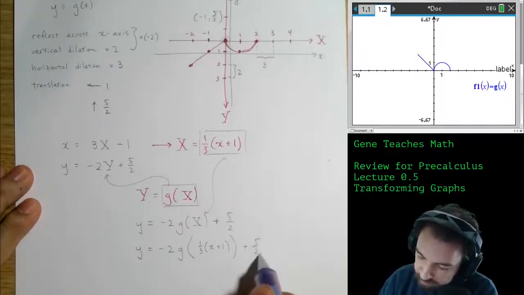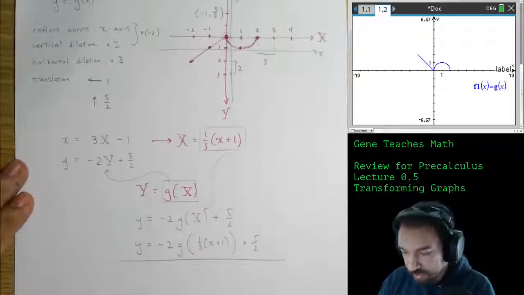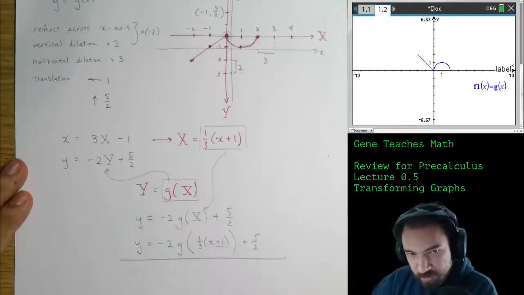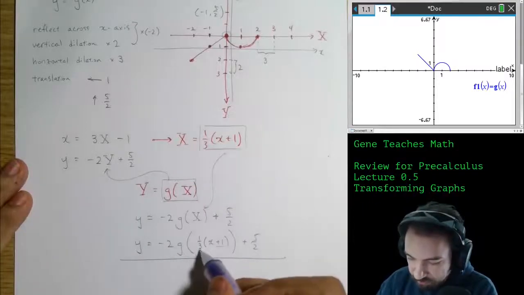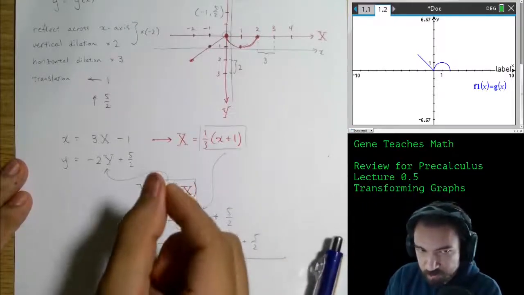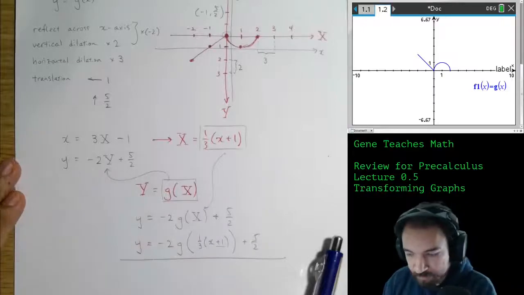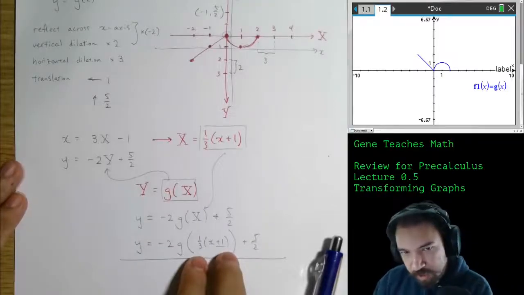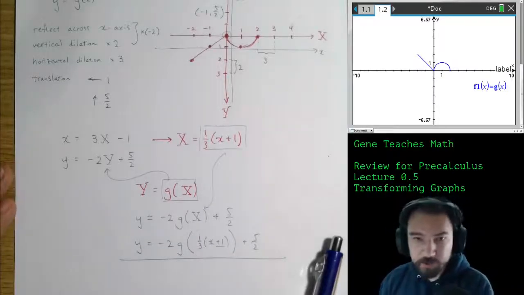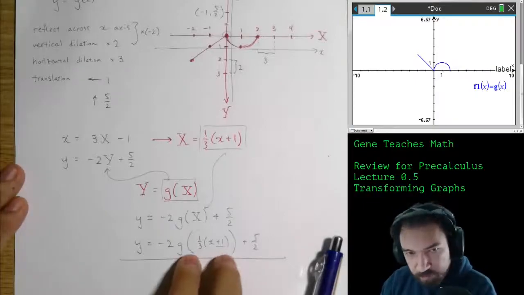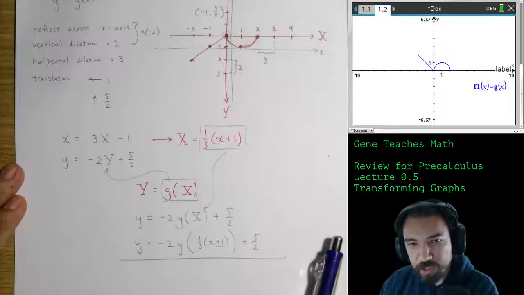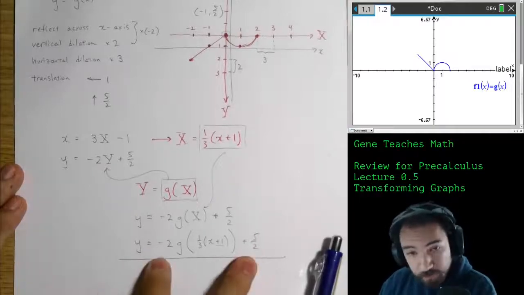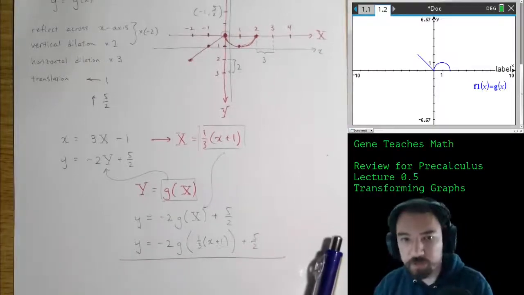plus 5/2. Now, you'll notice that inside here, the plus 1 makes you shift to the left by 1, and the divided by 3 makes you stretch out 3 times. So the math in here, it almost looks the opposite of what you're doing. And that's what I want you to remember. The stuff in the parentheses, that's the input. The numbers look like they're doing the opposite of what the graph is doing. But outside, the numbers look like what the graph is doing.